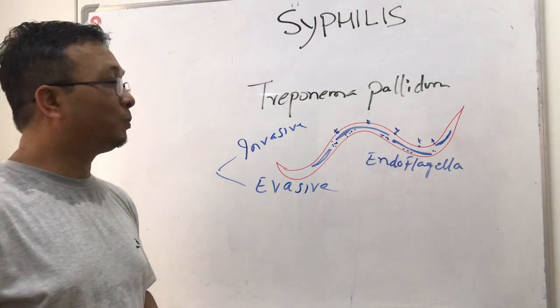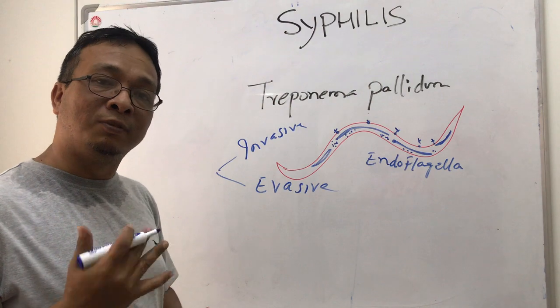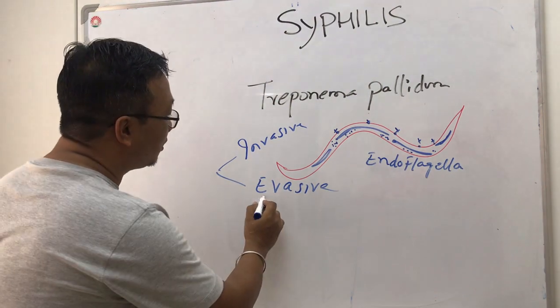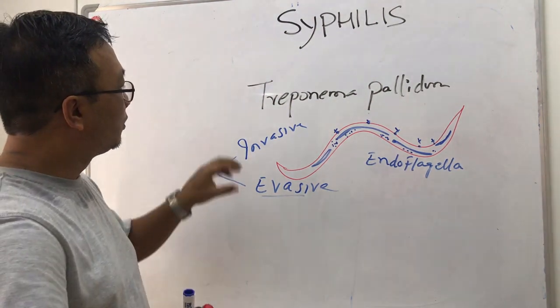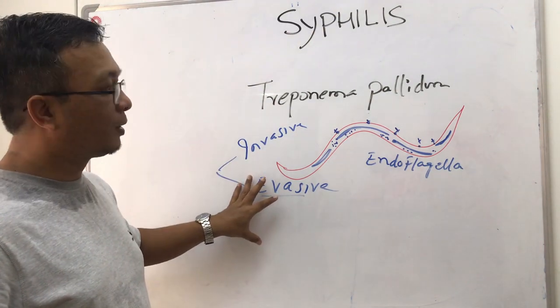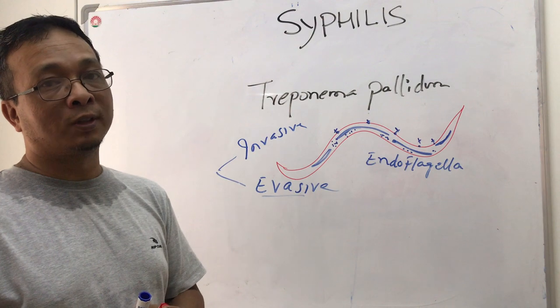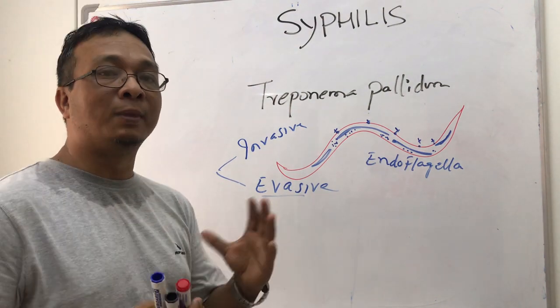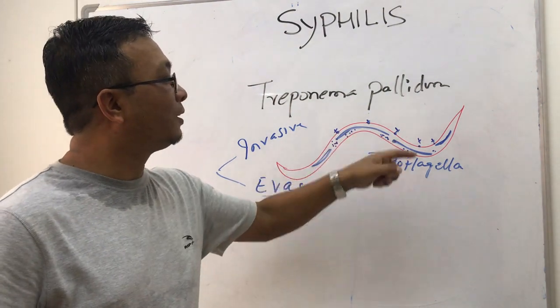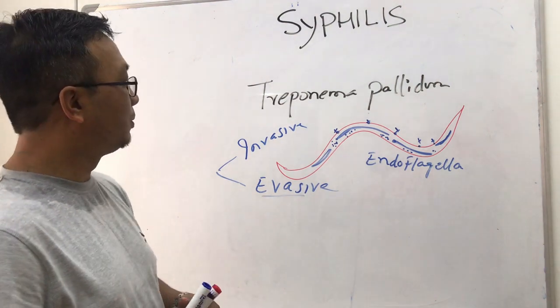So Treponema pallidum is both invasive in nature and can evade our immune system. That's why it's called evasive. This is the reason why it can go into a latent phase for a long time without being killed by the antibodies, because it has few antigenic proteins over the surface membrane.